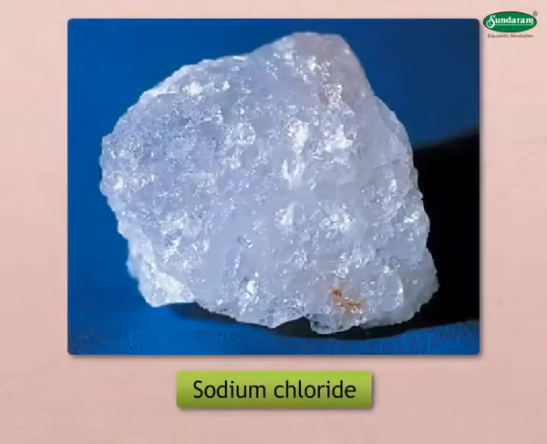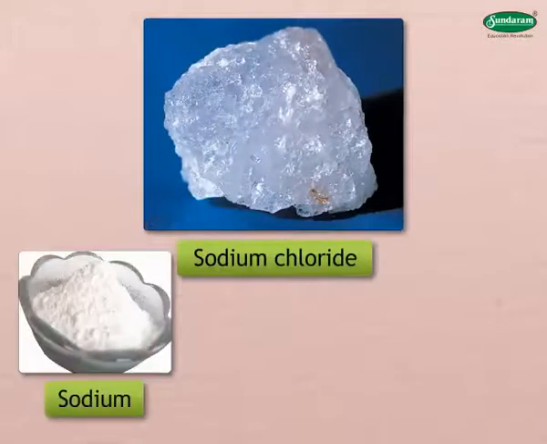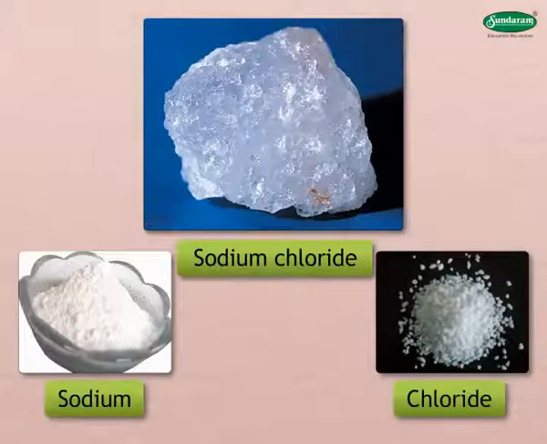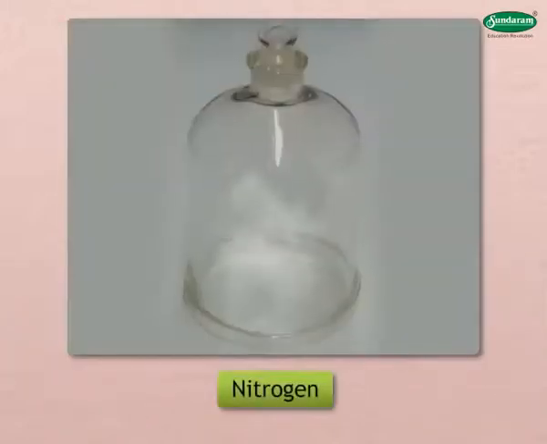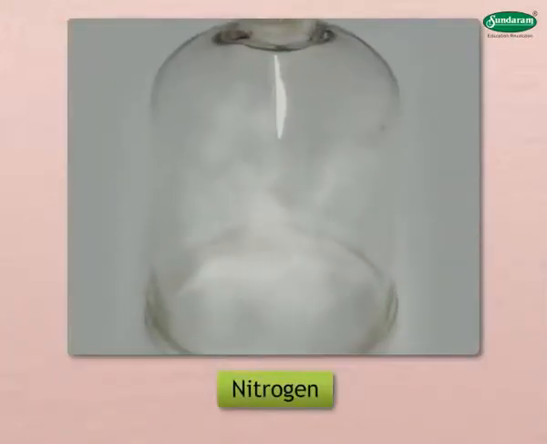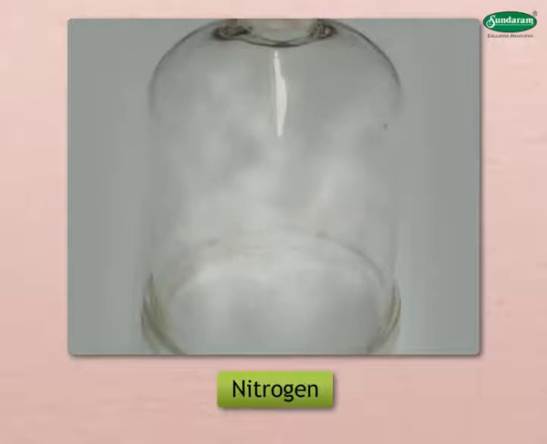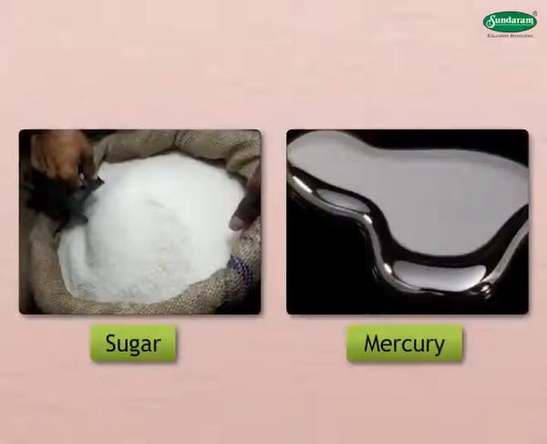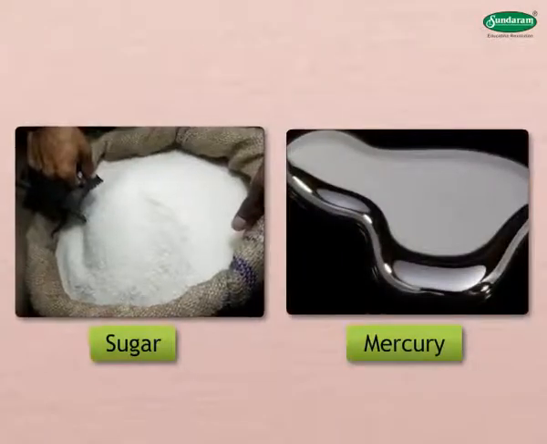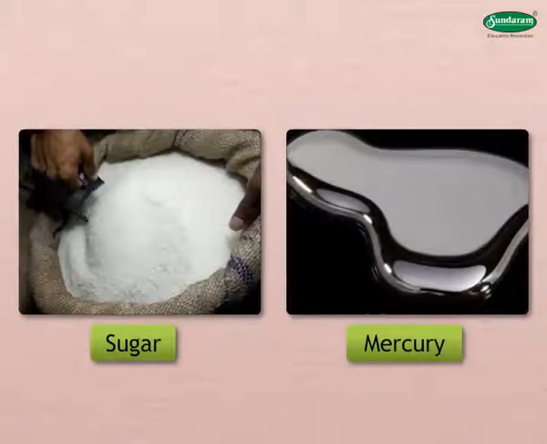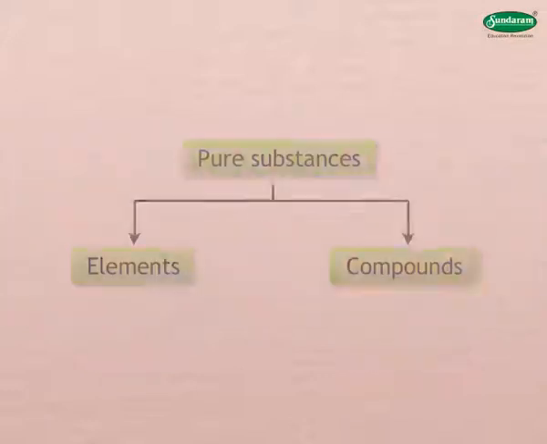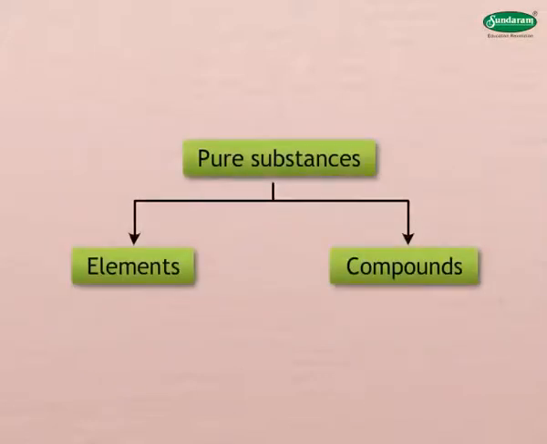Sodium chloride is made up of sodium and chloride. Each and every particle of nitrogen is made up of nitrogen itself. Similarly, sugar and mercury contain every particle of sugar and mercury respectively. Pure substances are further classified into elements and compounds. Students, let's check out the basics of elements and compounds one by one.